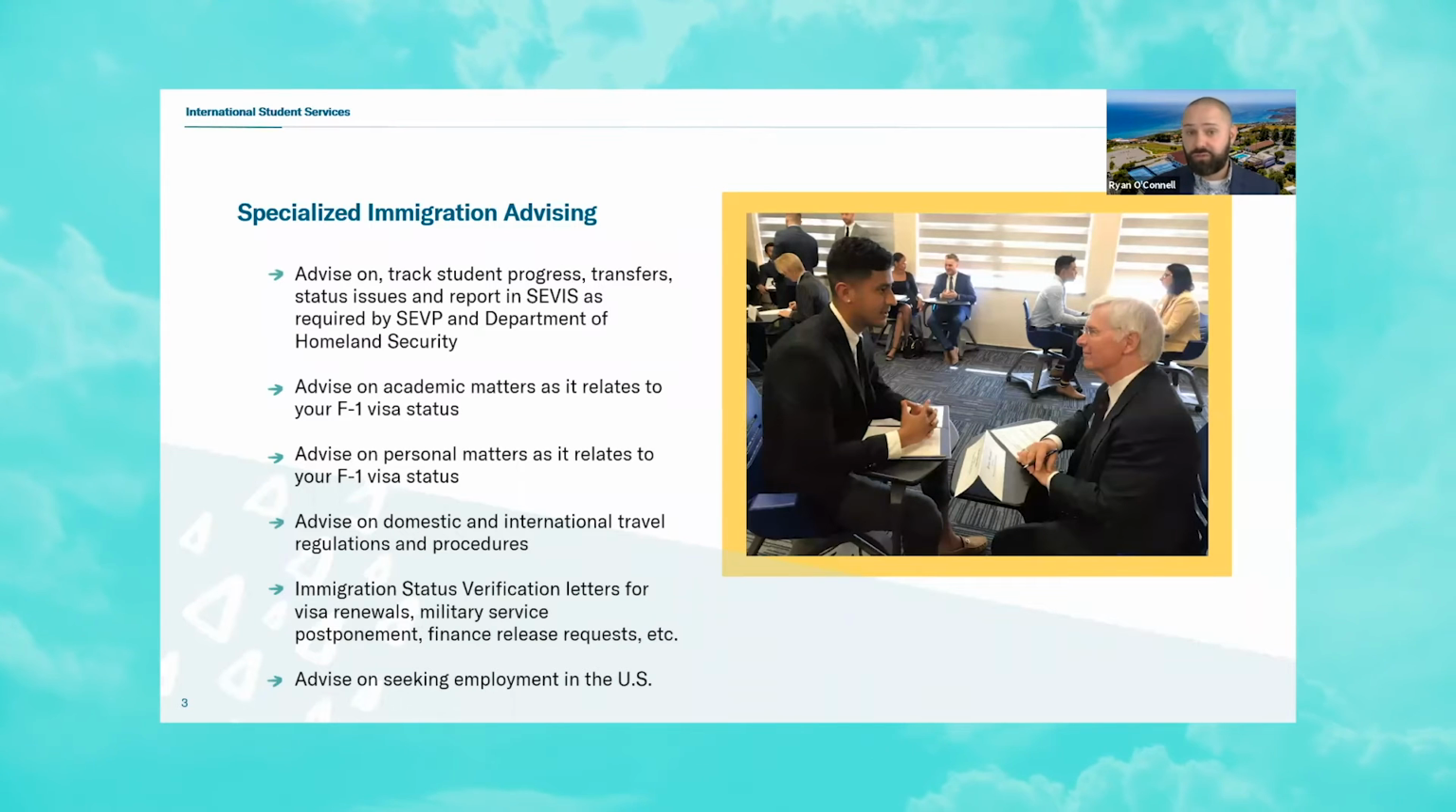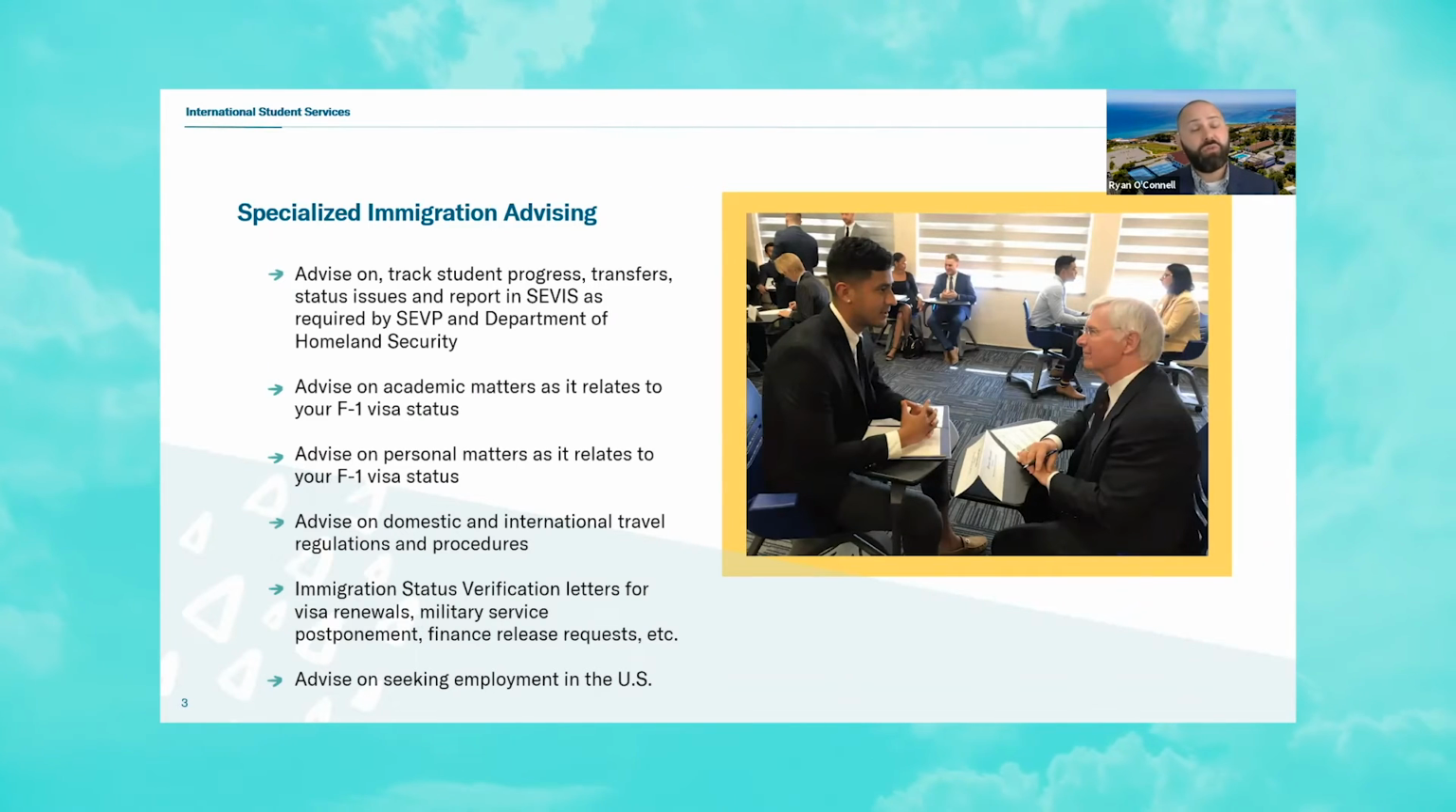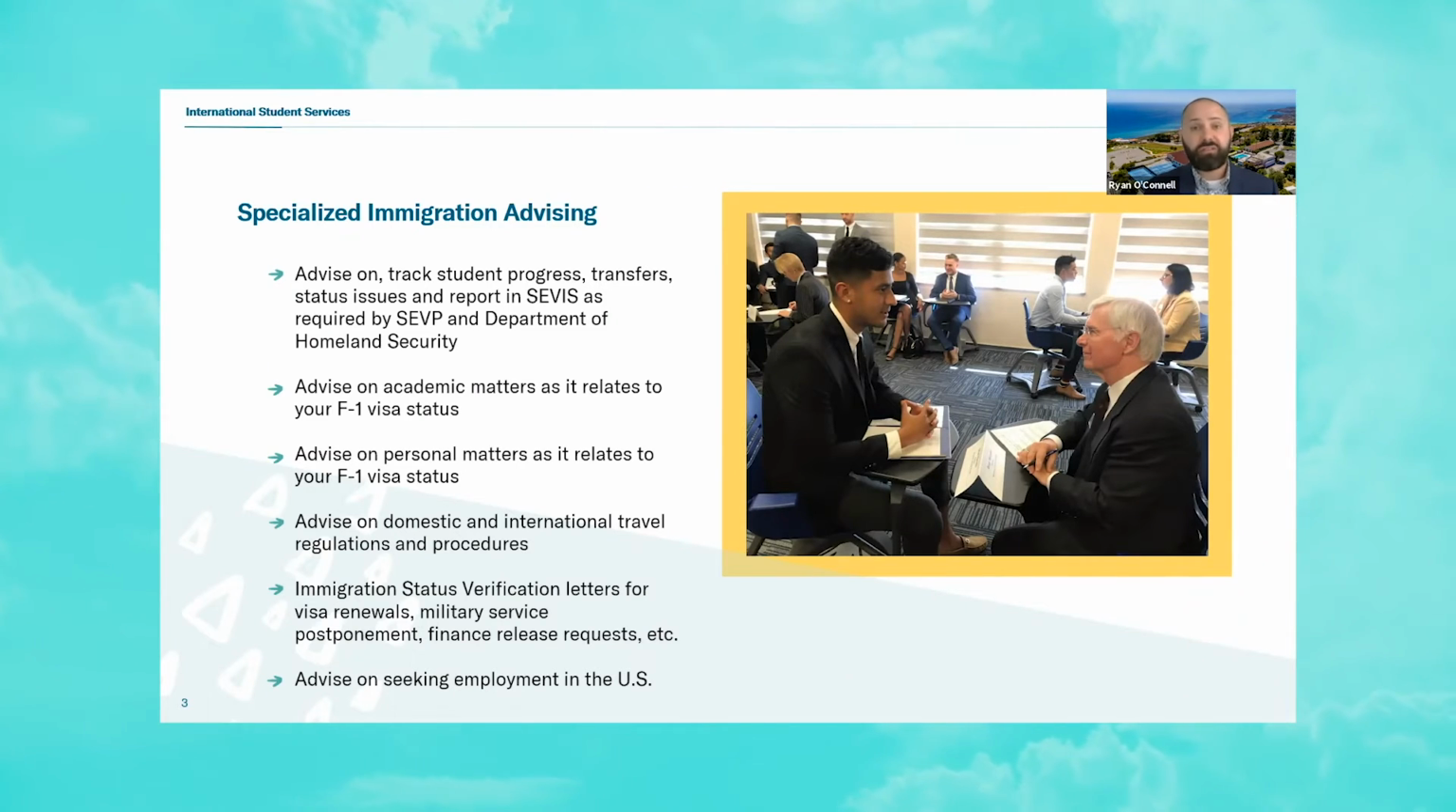If you're a transfer student, so maybe you started at another US institution and have a visa already, I'm going to also help you transfer into Marymount and work with your current school to get your I-20, which is a form that you need to seek a visa. I'm going to get that transferred to Marymount. So I'm going to help you in that respect as well if you're a transfer student.